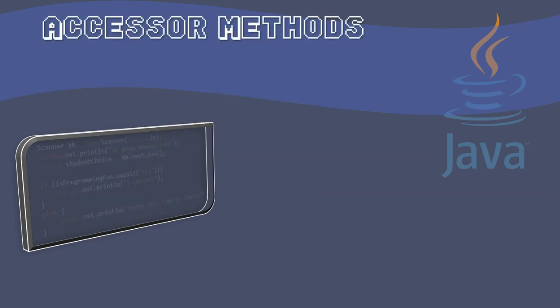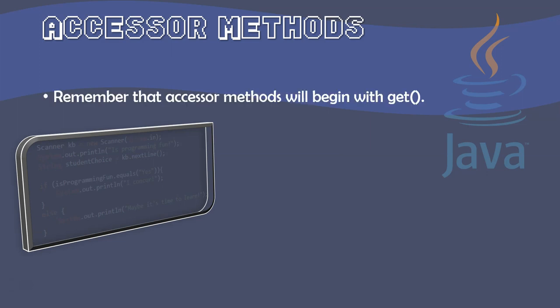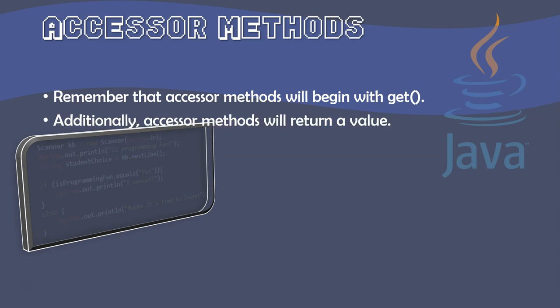We also, of course, have our accessor methods. With accessor methods, remember, these are methods that we're probably going to use the keyword get. All right, mutators set, accessors get. And because they're getting something, that means that they're going to return a value.